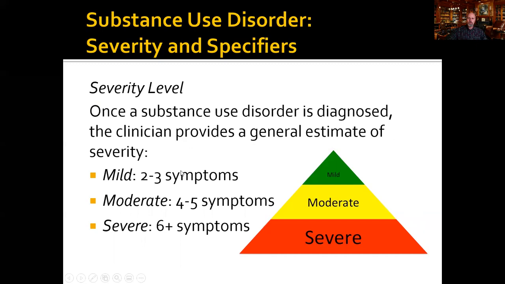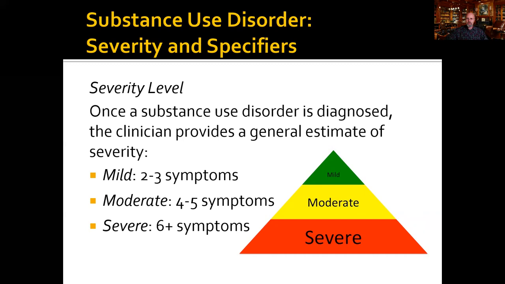So once you determine how many criteria out of the 11 you have, now you know the severity level. If you have 2 or 3 criteria out of the 11, then it's a mild substance use disorder. If you have 4 or 5 criteria, it's a moderate substance use disorder. And if you have 6 or more, so 6 to 11 of the criteria, then it's a severe substance use disorder.